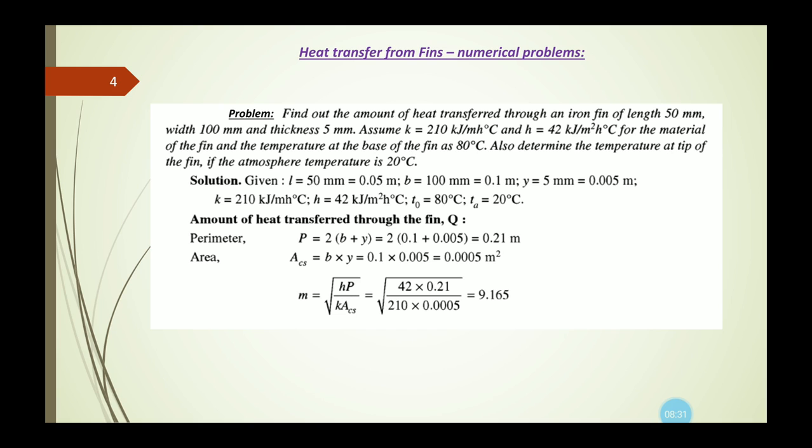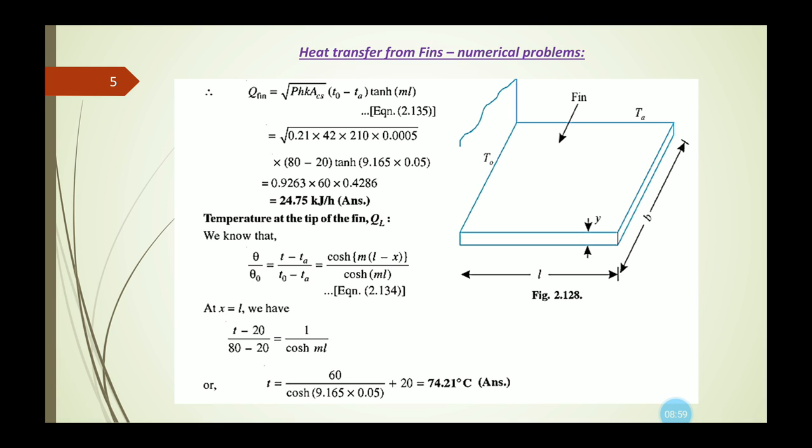Now we need to calculate the value of m, and the formula of m is known to us, which is root under hP by kA. Here h is the convective heat transfer coefficient, P is the perimeter of the fin, k is the thermal conductivity, and A is the cross sectional area. All these four parameters are known to us, so we can easily calculate the value of m, which we get as 9.165.